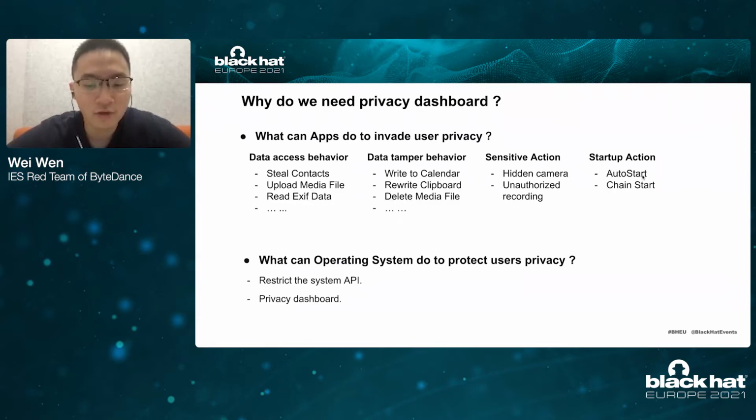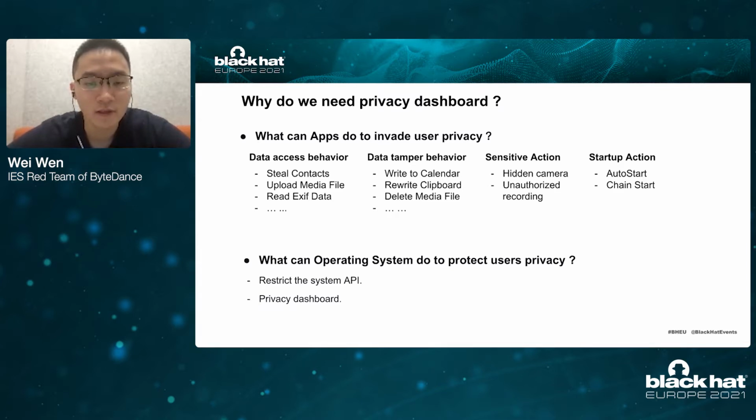Although Android introduced runtime permissions in API 23, there are still some defects in permissions management. Once the permissions are granted, they cannot be controlled. Now we come to these questions. After users grant those permissions, what can apps do to invade users' privacy? What can operating systems do to protect users' privacy?